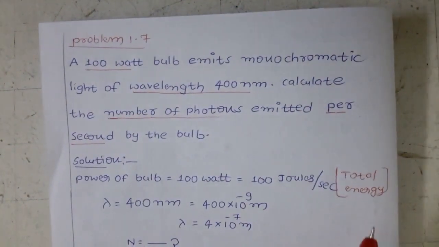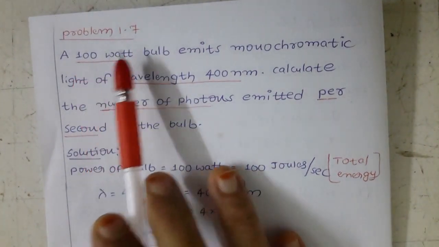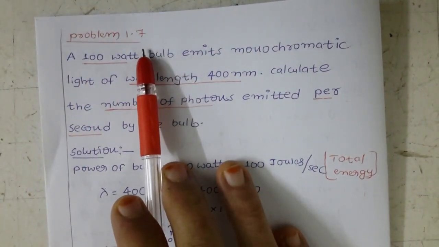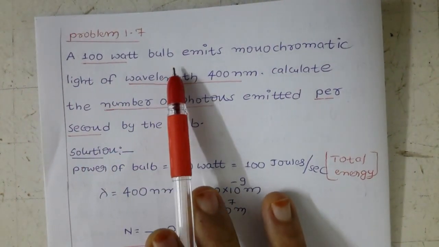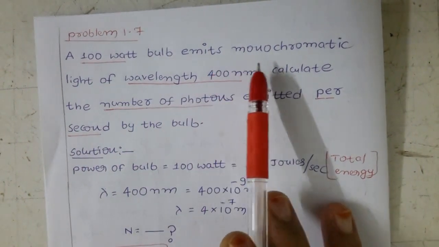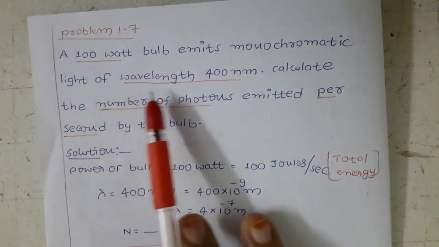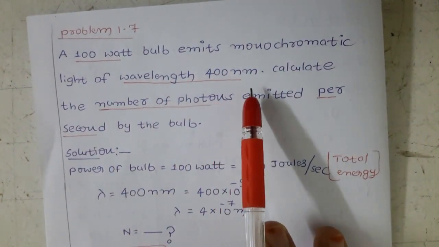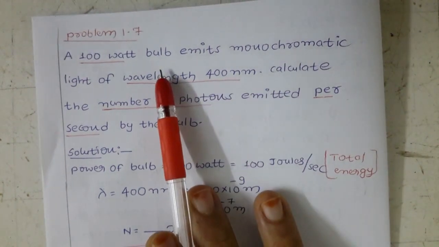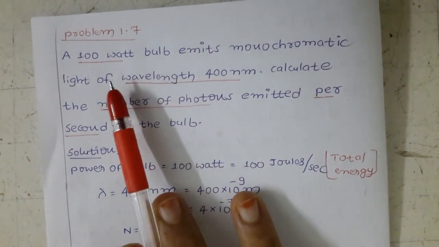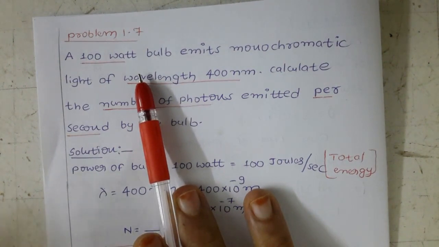Okay, next in-text question. Let's see problem number 1.7. What is given? A 100-watt bulb emits monochromatic light of wavelength 400 nanometer. We have one bulb that is going to emit 100 watts of energy.